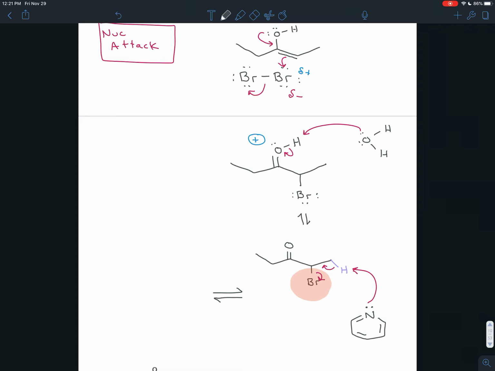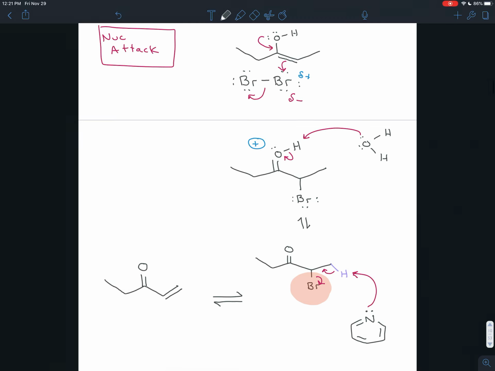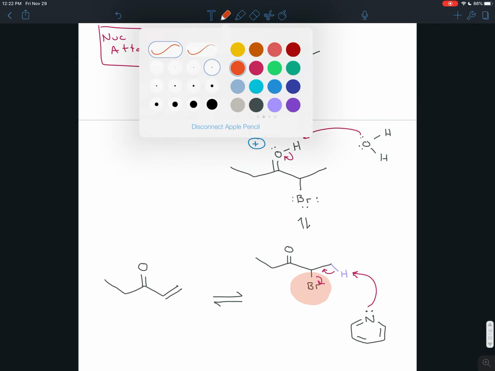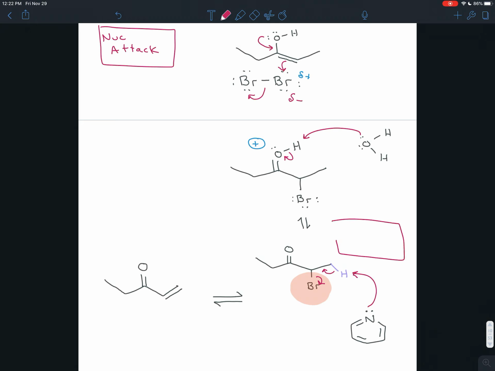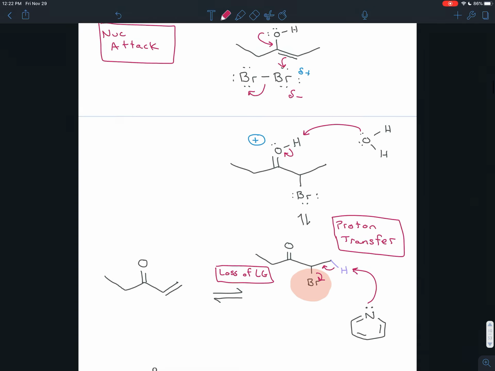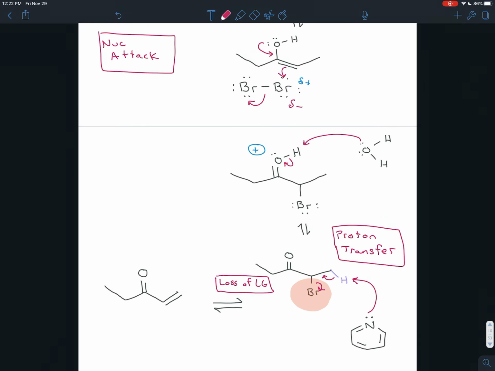But this is the second step, pyridine. Pyridine steals that beta hydrogen and does an elimination reaction so that you have an alpha-beta unsaturated aldehyde or ketone. So this is that final product there. So here we have a couple different curved arrow patterns. We have proton transfer and loss of a leaving group. And those are the two staples of an E2 reaction.